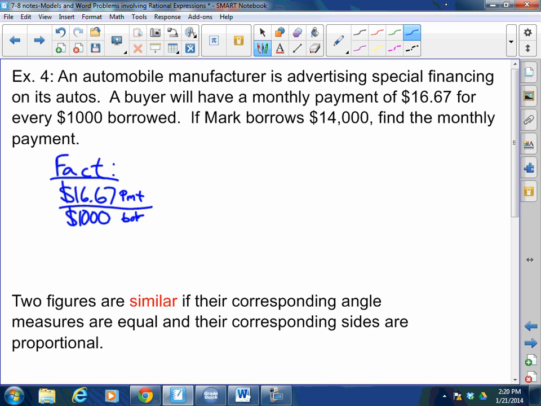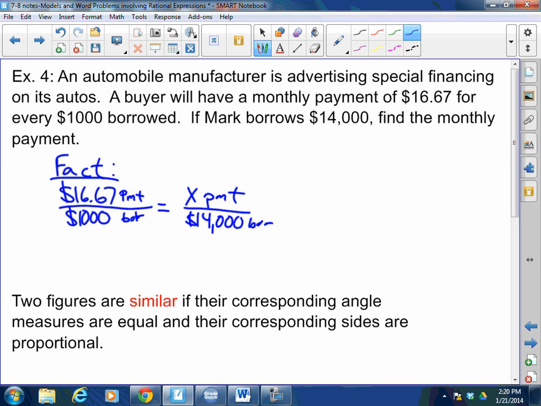So we have my fact. But remember, I put payment and borrowed so that now I can set up my unit to unit. So what am I looking for? What did they give me? You're looking for the payment. And they gave me 14,000 borrowed.